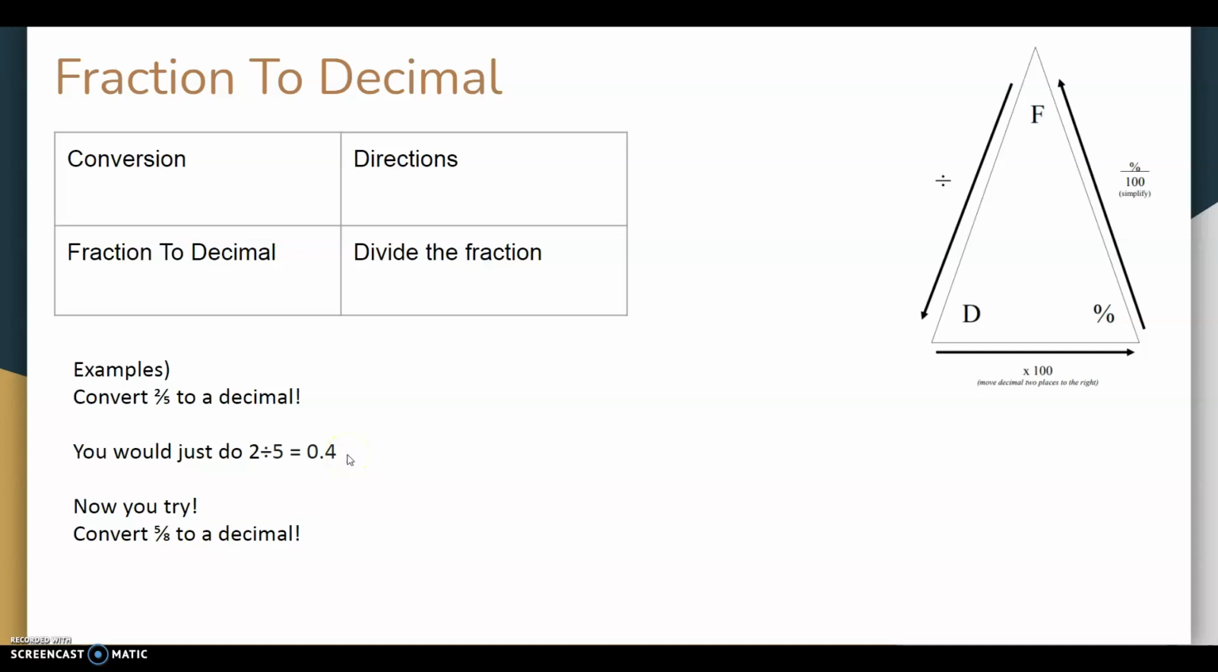Now you try. Convert 5/8 to a decimal. You would just do 5 divided by 8 and you would get 0.625.